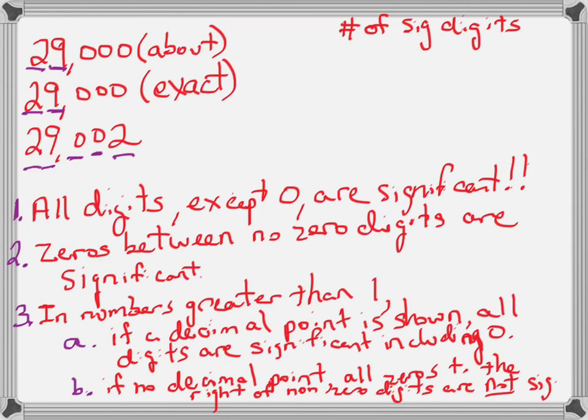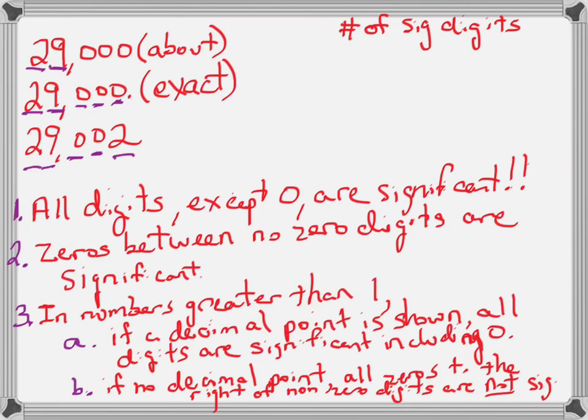So in this regard, what should have been done by the engineering people is to put a decimal point after the number to indicate that all the digits are significant, that it was exactly 29,000. And so in this regard, these three become significant because that decimal point is there. If the number doesn't have a decimal point, like the first number, then all the zeros to the right of the non-zero digits are not significant.